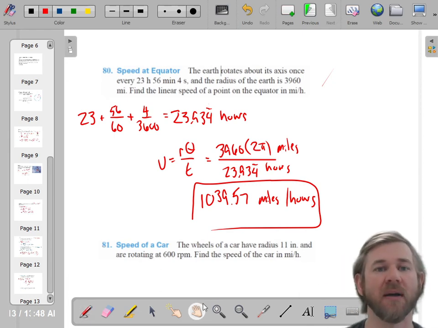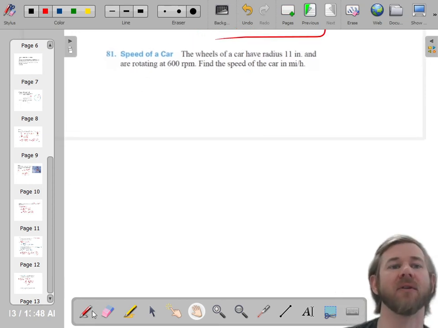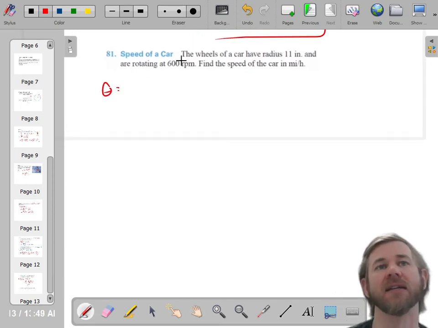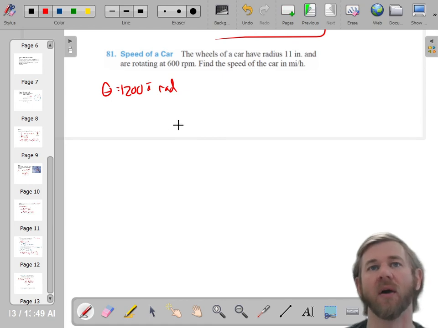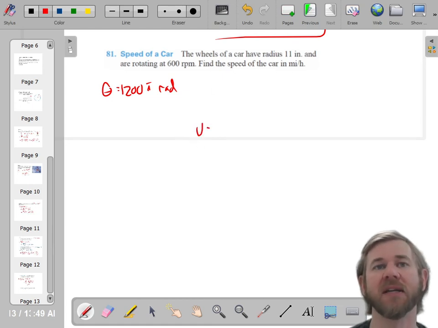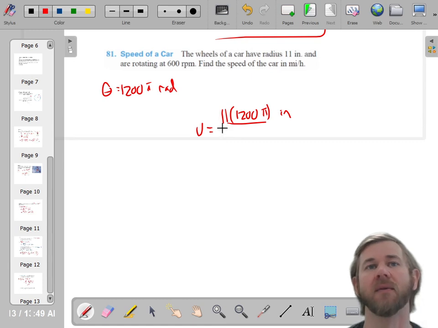So that's pretty wild. Last one, wheels of a car have radius 11 and are rotating at 600 RPMs. So theta is 600 RPMs times 2 pi. That's 1,200 pi radians. So if I want to find the speed of the car, that's linear speed, r theta. The radius is 11. Theta is 1,200 pi. And this would be in inches. And my units for time are per minute. But since they want hours, well, I'll just put 1 minute. We'll do some dimensional analysis.